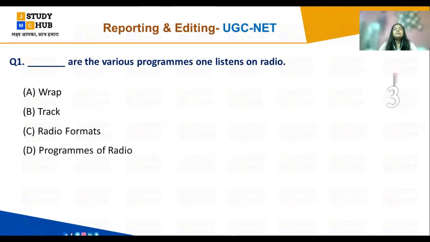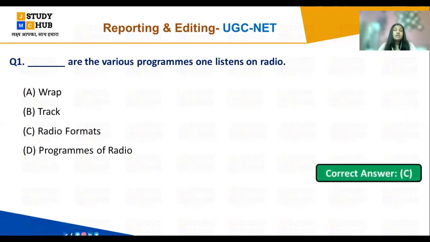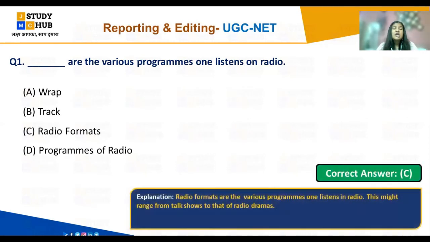So what we listen to on the radio are basically a number of radio formats that we got, like announcements, radio talk shows, the oldest one, radio discussions, the news formats, that is the news announcements, and the radio dramas. So option C, radio formats, is your correct answer.